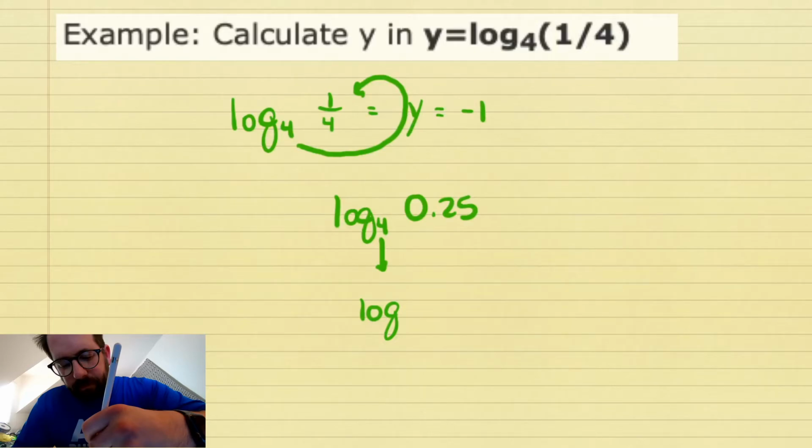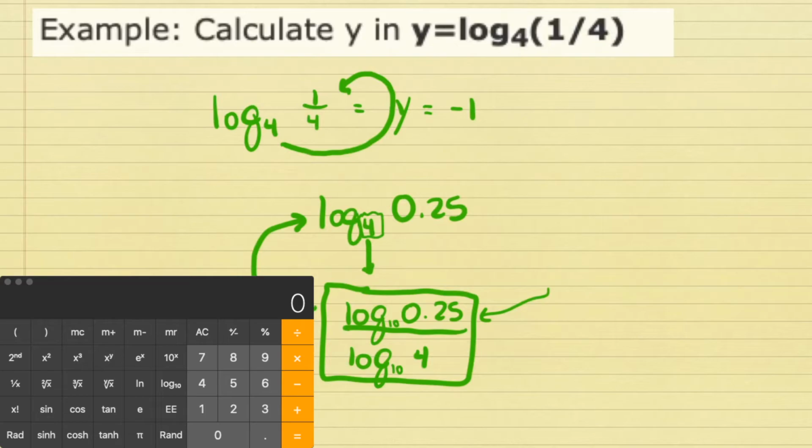Now, let's type it. So, hopefully this allows me. This calculator is kind of simple. So, 0.25, I'm going to hit the log button. So there's the top number. I'm going to divide by the bottom number. The bottom number is 4 log button. And hit equal. Boom. There you go. My answer should be negative 1.